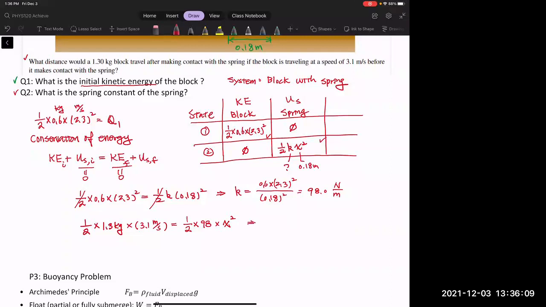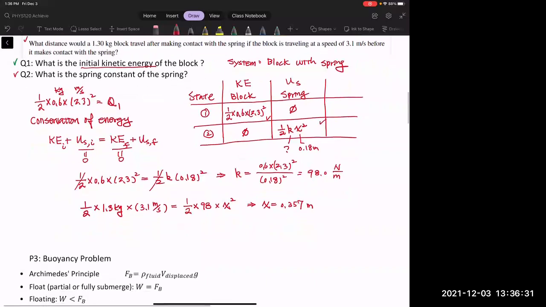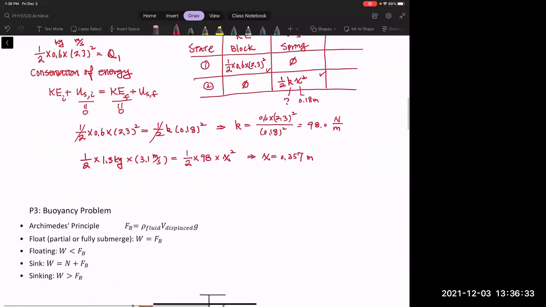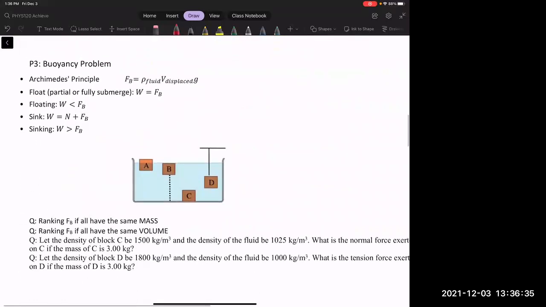So if you solve this, then x is equal to 0.357. And what is the unit for this? This is the displacement, so it should be meters. The same thing as the above one at 0.18 meters. Okay, any question about the second one? No. Okay, let's look at the third one.